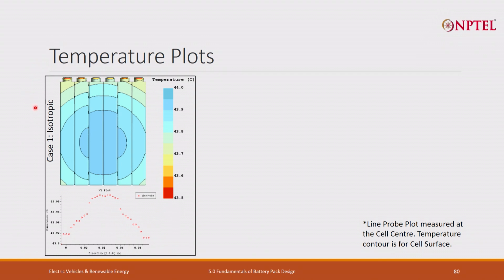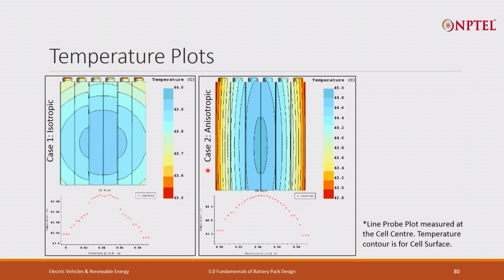When we have isotropic thermal conductivity, at the center we have the highest temperature. When we have anisotropic in all 3 directions, we still have the highest temperature at the center, but temperature uniformity in the case of isotropic thermal conductivity is much better than anisotropic. So now I have a hot spot here. However, this hot spot is spread over several layers.